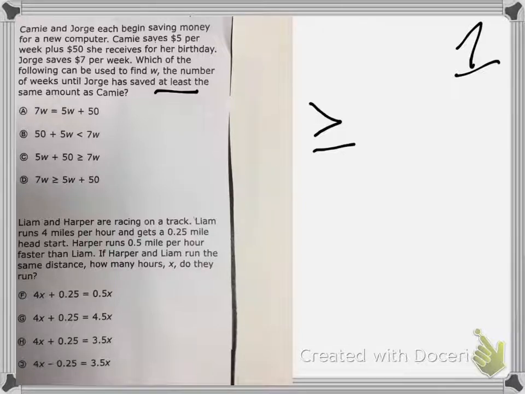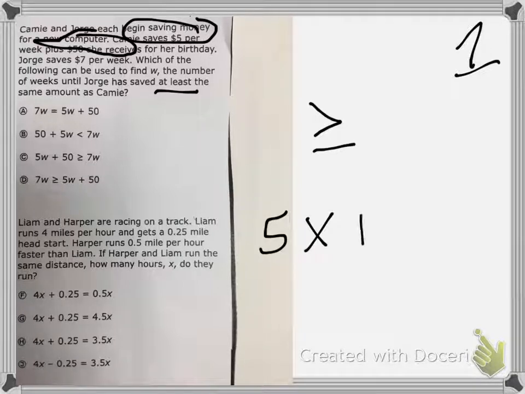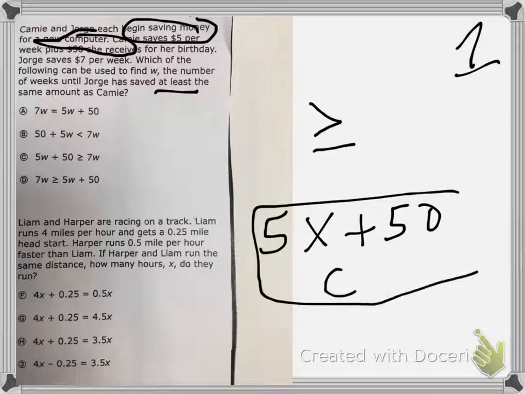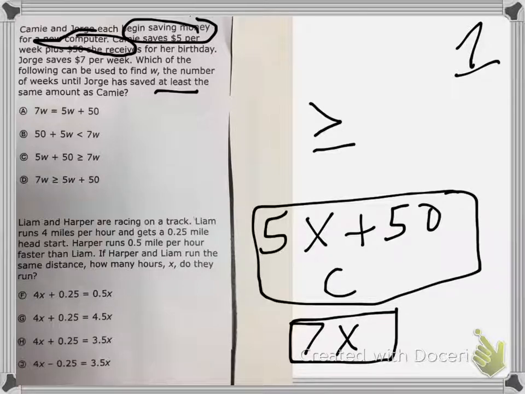So Cammie saves $5 per week plus $50 that she's already saved. So $5 per means 5x. Then she has an additional $50 she's already saved. So I'm going to write the letter C and put it in this box. That's going to represent Cammie. All right, next, George saves $7 per week. So I know 7 and per means a multiplier, so that's going to be 7x. And I'm going to put a J in this box for George.